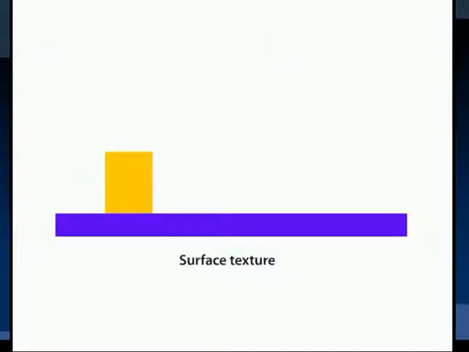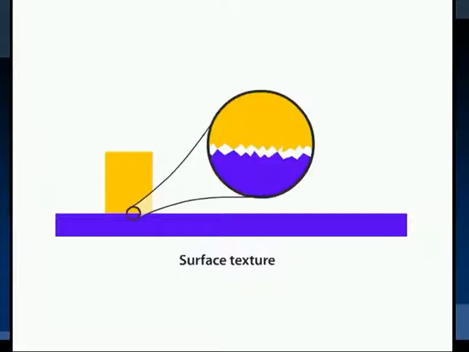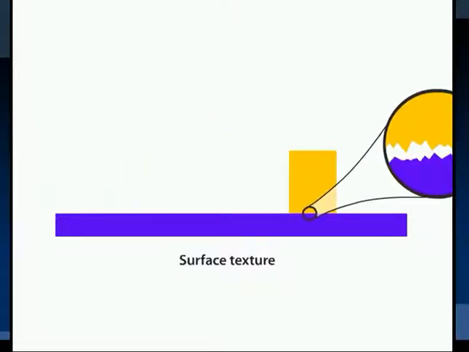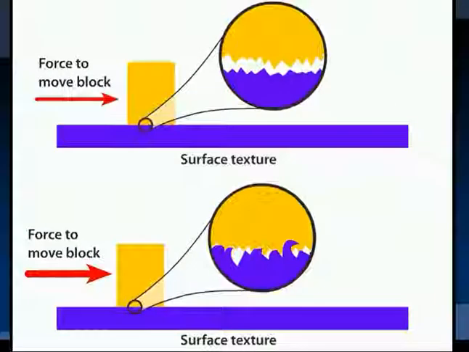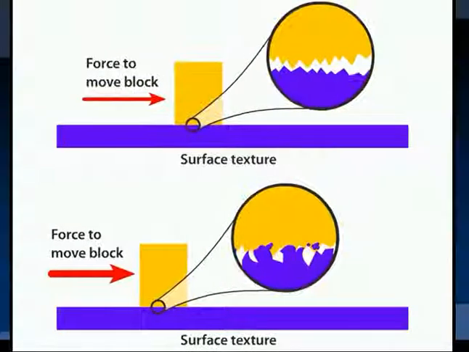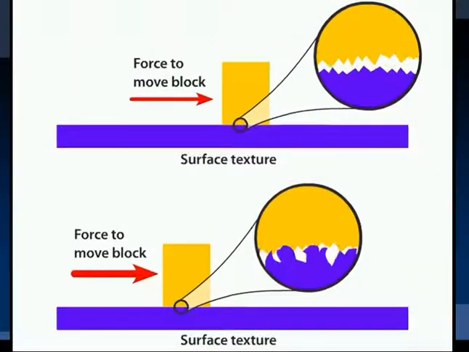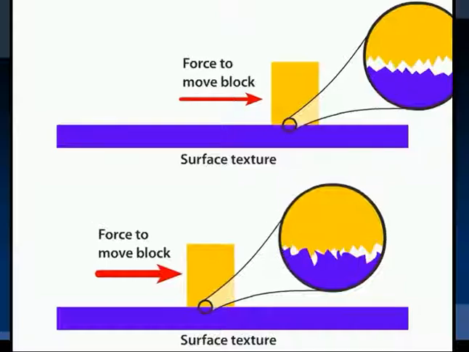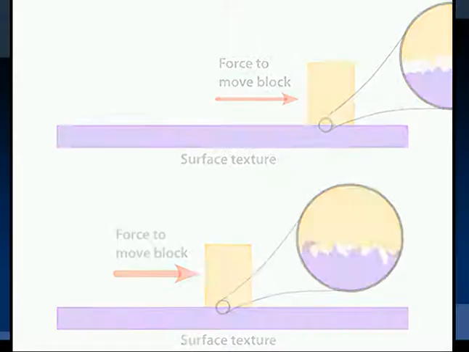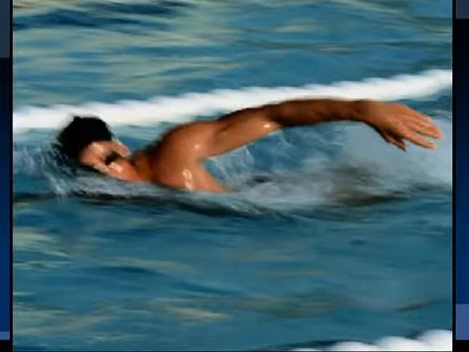Even if the surfaces of two objects appear to be smooth, they are rough on a microscopic level. In general, as the roughness of a surface increases, the friction increases, and more force is required to move the object along a surface. Even the surface of fluids, such as water and air, can cause friction. The reason swimming provides such a good workout is that you must exert force to overcome the friction created by water molecules.